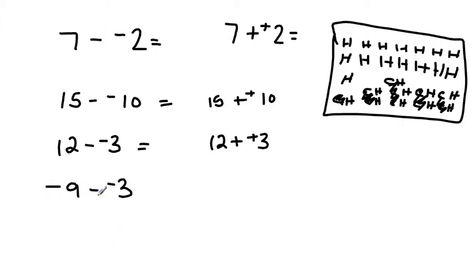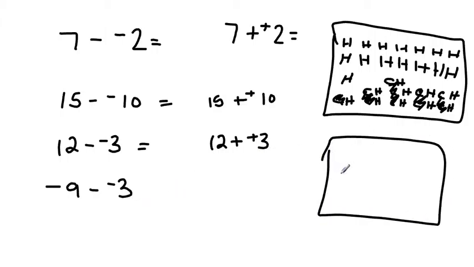If I have 9 negatives, can I take away 3 negatives? I sure can. If I had a pot, and inside my pot were 9 colds, 1, 2, 3, 4, 5, 6, 7, 8, 9, can I take away 3? I can. What am I left with? 6 colds.